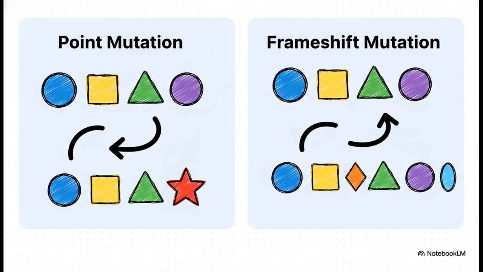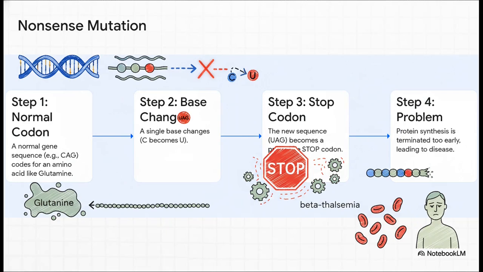Think of a point mutation as just swapping one letter for another in a word. It seems small, but trust me, it can be a total game changer. But a frame shift mutation? Arembapere, that's much more dramatic. It's like adding or deleting a letter, and poof, the entire rest of the message gets completely scrambled. So you might be thinking, sir, how bad can one tiny letter change really be? Well, let me tell you.